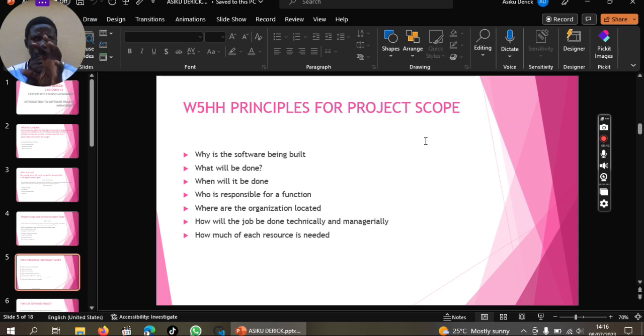The market, the customer. Where is the customer located? The organization here is meaning now the customer. Then how will the job be done technically and managerially? Now, where are the specific areas of technical efforts, where will it be done? Where is the office set up where the teams will be meeting, discussing, directing, and doing each and everything? How much resource is needed for this? You need to take that into serious consideration.